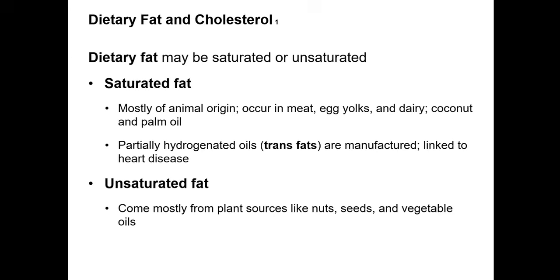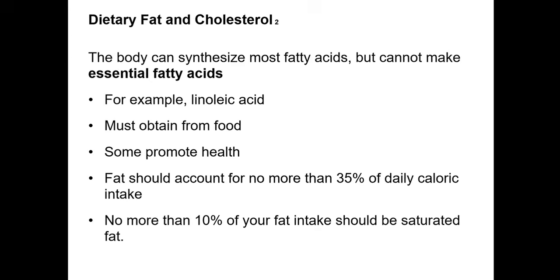So examples of this would be like olive oil or avocado oil, certain types of oils that you find from nuts, seeds, or other types of vegetables. So the body can synthesize most fatty acids, but it cannot make essential fatty acids. And so we have to get essential fatty acids from the foods that we eat.